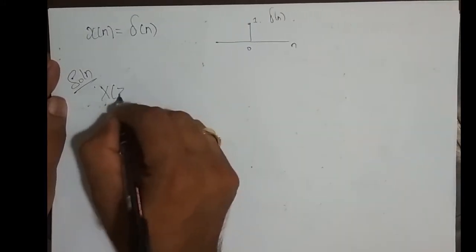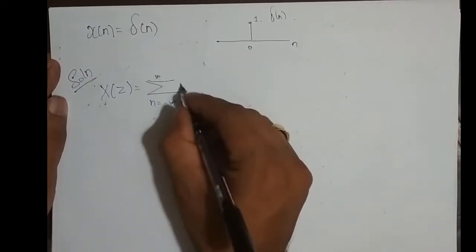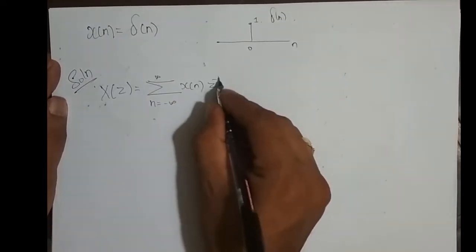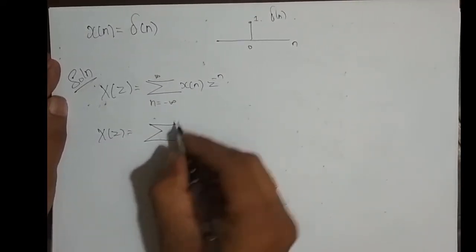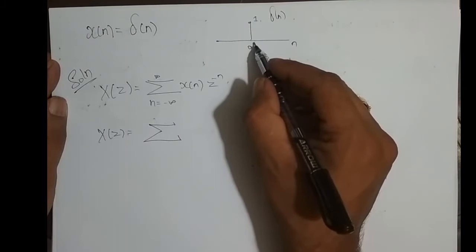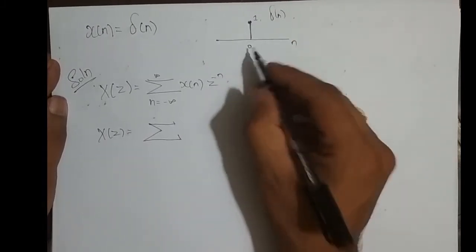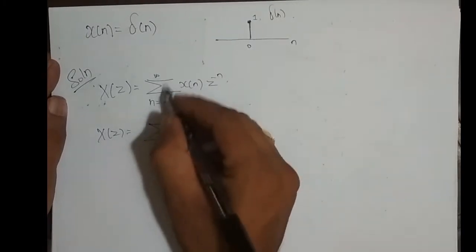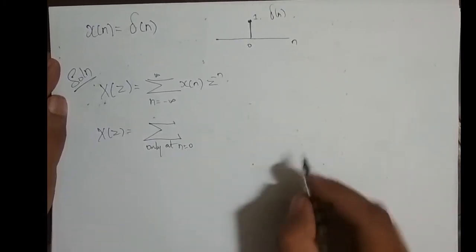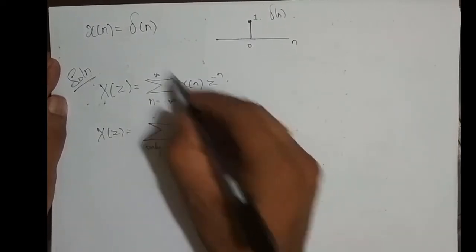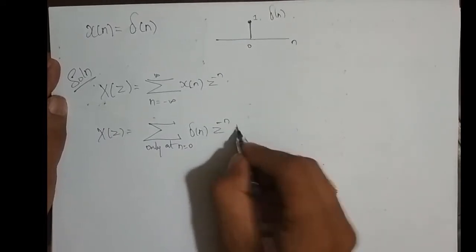So what is x of z? X of z is summation n varying from minus infinity to infinity x of n z power minus n. So x of z is equal to summation. So this signal is varying from where to where? It has only one sample at n equal to 0, right? So instead of writing the range, only at n equal to 0. What is x of n? Delta of n and z power minus n.